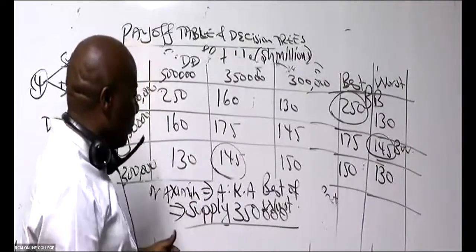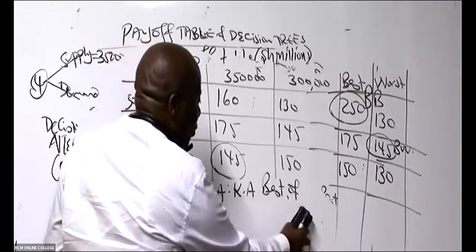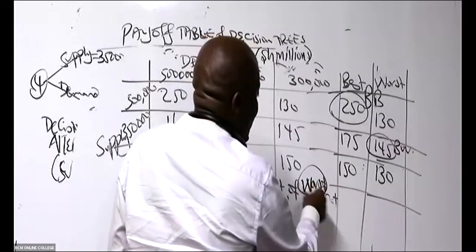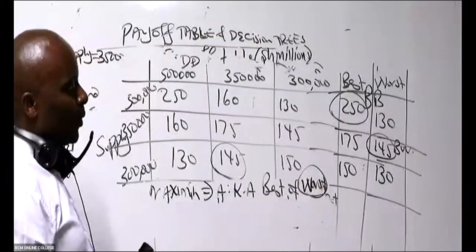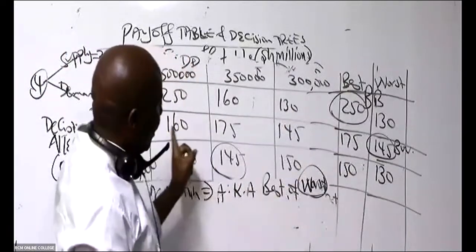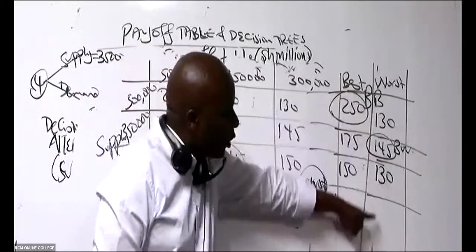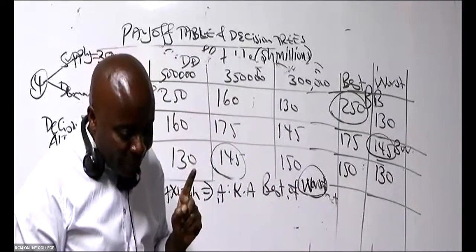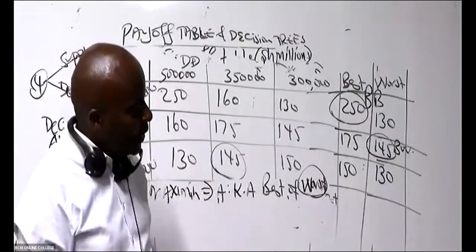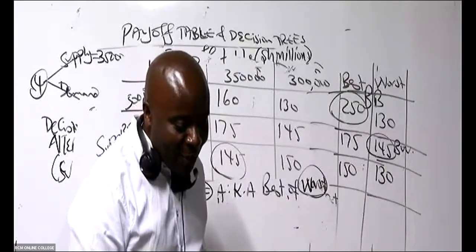Somebody wants me to repeat. Remember the moment you see max mini. Max mini means what here? Best of the worst. And remember, for the best of the worst, you start with the worst. So the worst is the lowest profit. The worst here was 130. The worst here was 145. The worst here was 130. Among us, the three, which one is the best of the worst? 145.